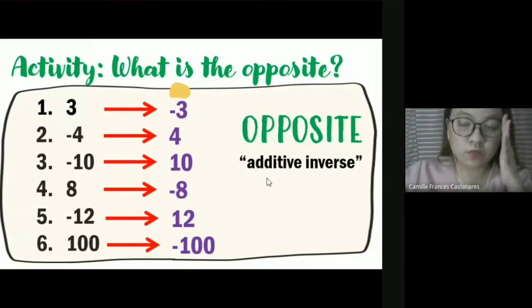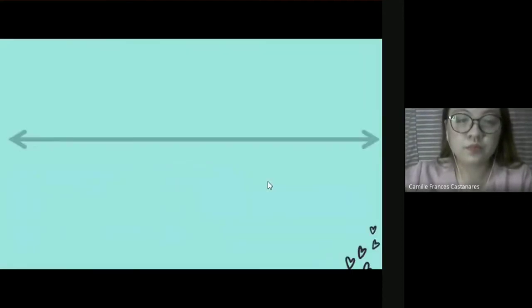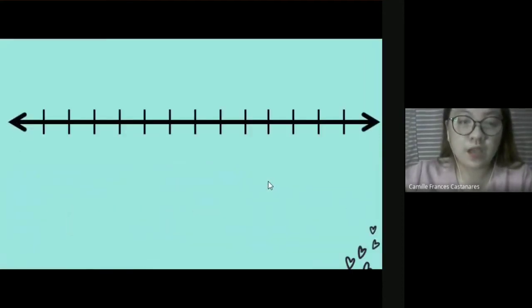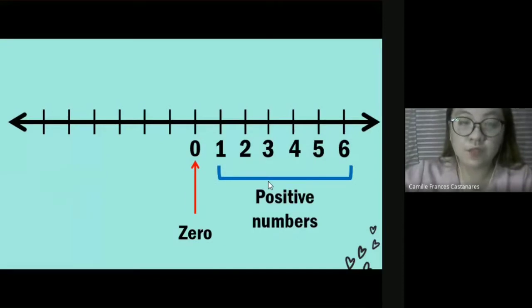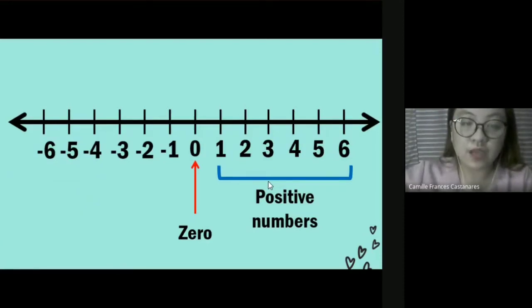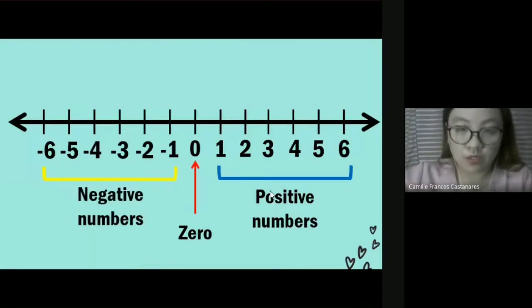Okay, when we say opposite, another term for opposite is the additive inverse. So we have here a number line. We all know that a number line consists of 0. 0 is the origin, and then on the right side of the number line, we have the positive numbers. And on the left side of the number line, we have the negative numbers.